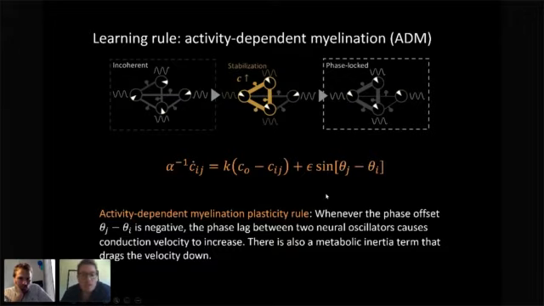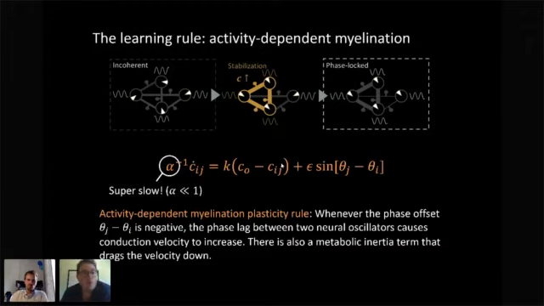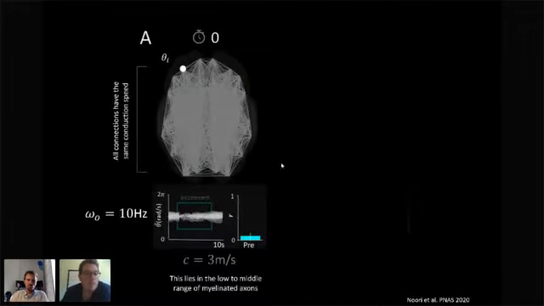So there's a lot of information here, but the general idea is that when the phase offset is negative, so there's a phase lag, then the conduction speed will increase so that these networks can keep up with their phase. We've also introduced some metabolic inertia term so that conduction speed is allowed to decrease if there's no myelin or glial contribution. And also, we made that process super slow, because it occurs much slower than actual neural dynamics. So this is what we did. We built this network of human anatomy, basically, of coupled neural oscillators.